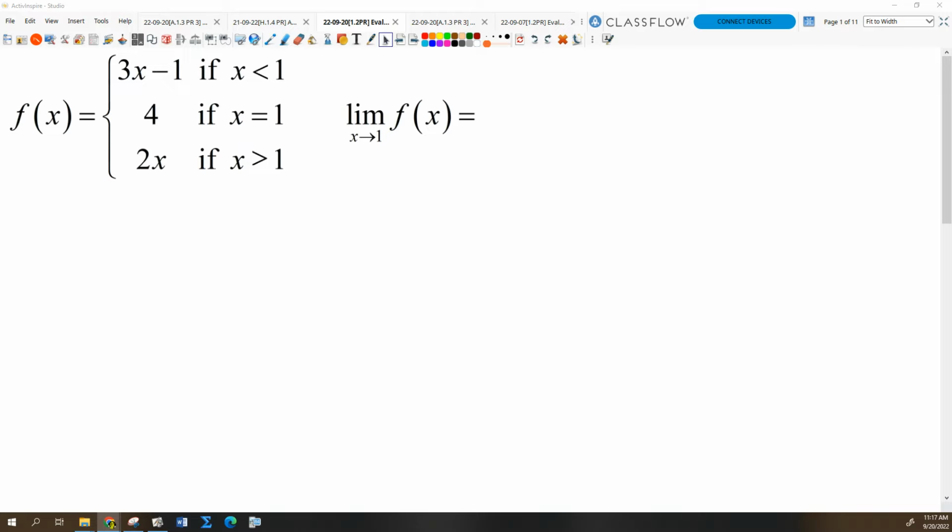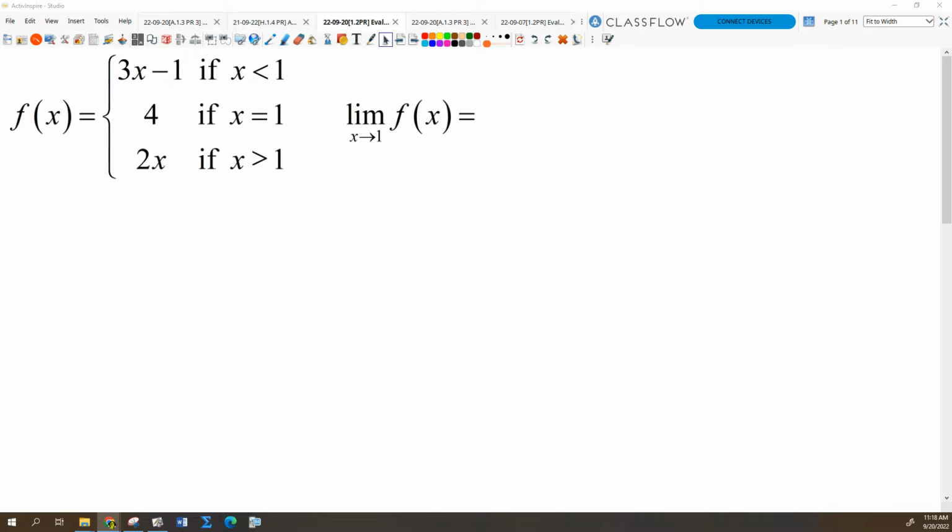Let's focus on this problem. How are we going to do this? Ideas. What must be true for the limit of this function to exist as x approaches 1? That's exactly it. That's how we have to approach this. We have to approach this as two one-sided limits and show that they exist and agree.